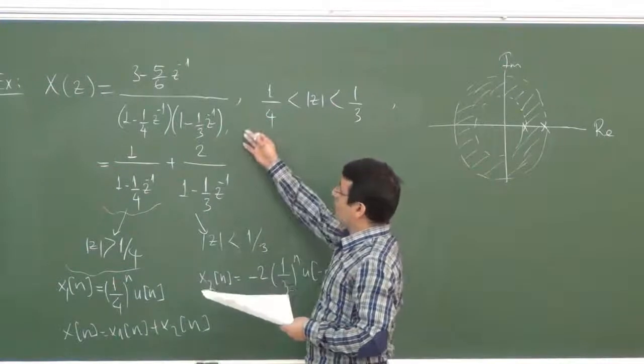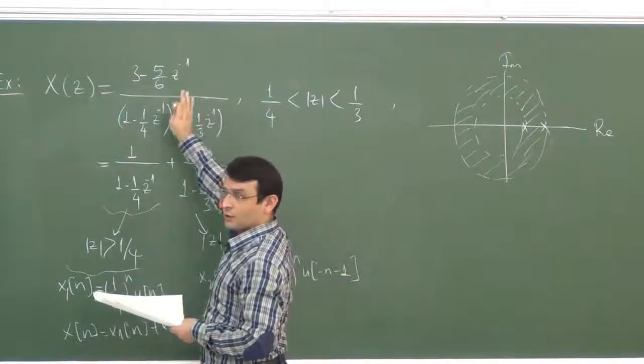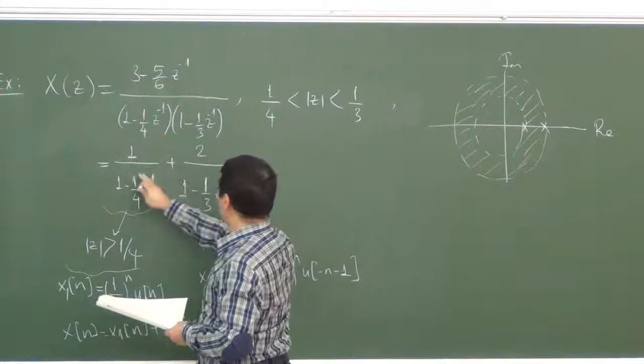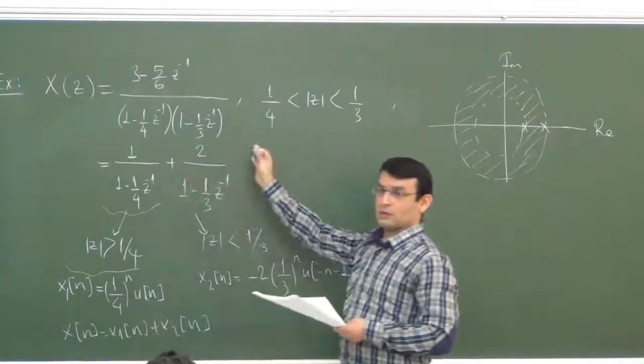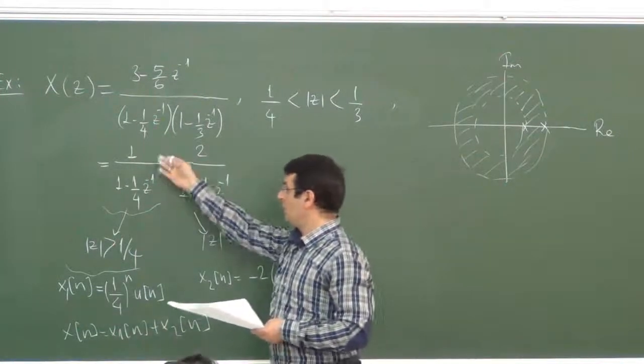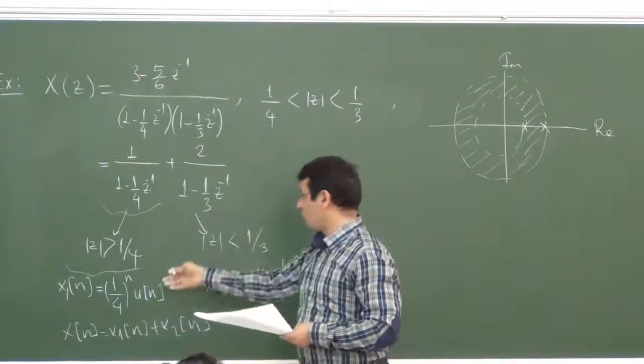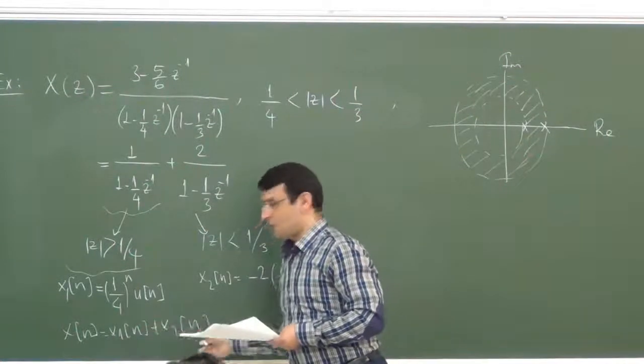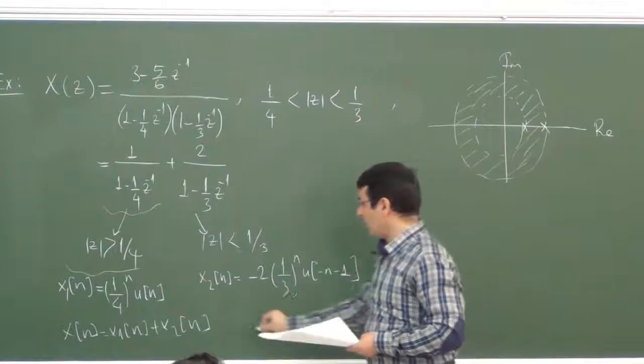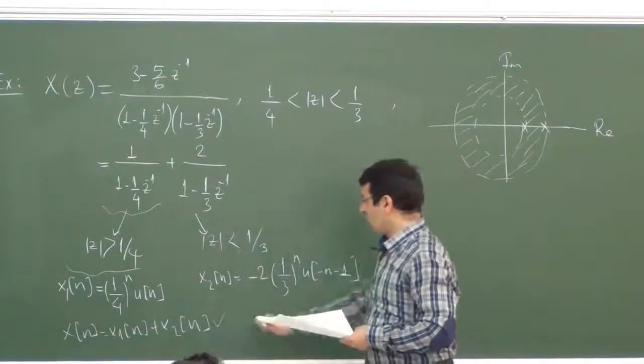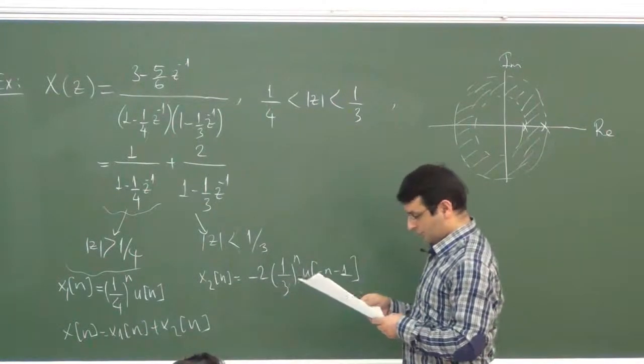So if you have such an expression, you can divide this into two first-order systems or signals, whatever, and then you can take the inverse transforms and add these and find the final inverse transform in this case. So it is possible.